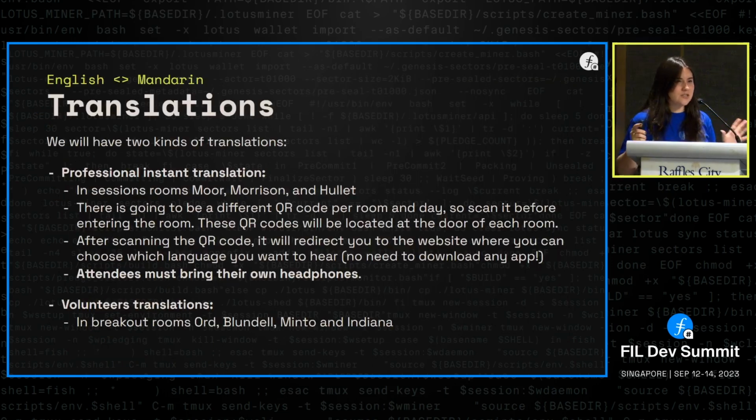Translations. In case you need translation from English to Mandarin or Mandarin to English, there's a QR code located outside on the doors and on the inside of the door. You just need to scan that. You choose the language that you want to hear, depending on which language the speaker is talking. Please make sure to bring your own headphones, as we have a very limited amount of them to give out. And there's no need to download any app. You just scan it on your phone, choose the language, and you can hear the talks.